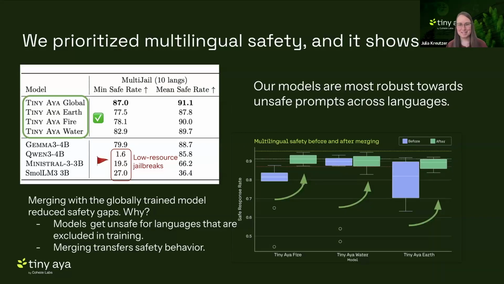We also prioritize multilingual safety in development. This is one of the metrics that we tracked during development, and you can tell because our model is quite stable across languages. It does not have these low resource jailbreaks, at least not for the languages that we measured, because we made sure that we have safe performance across languages, and merging helped there specifically, where we merge with a globally trained model, and that increased safety across languages.